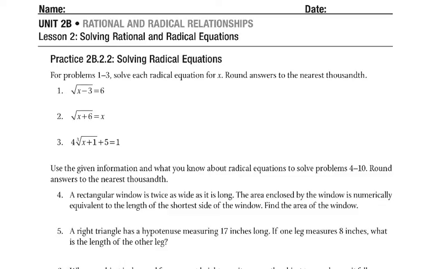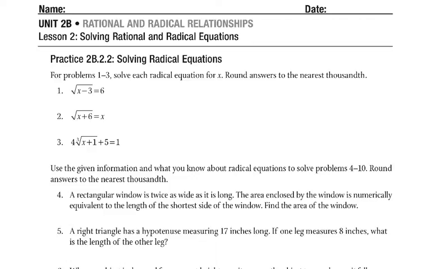2B.2.2, Solving Radical Equations. So, problems 1 through 3, we've got a radical equation we're solving for x. The idea is that you need to get the radical by itself, like 1 and 2 already have it set up, 3 not so much. And we are getting them by themselves, and then we can undo them by the powers.